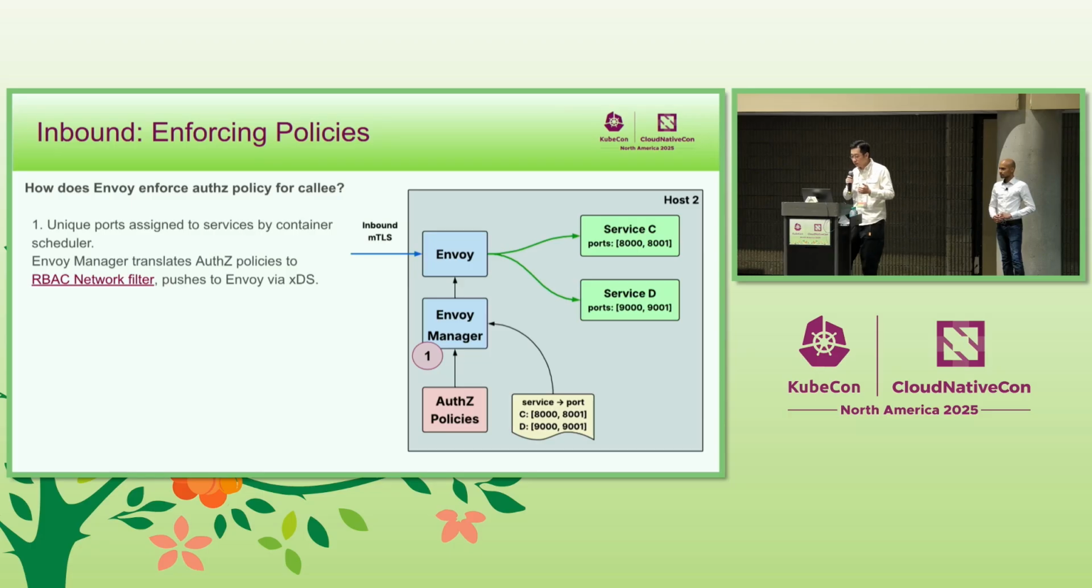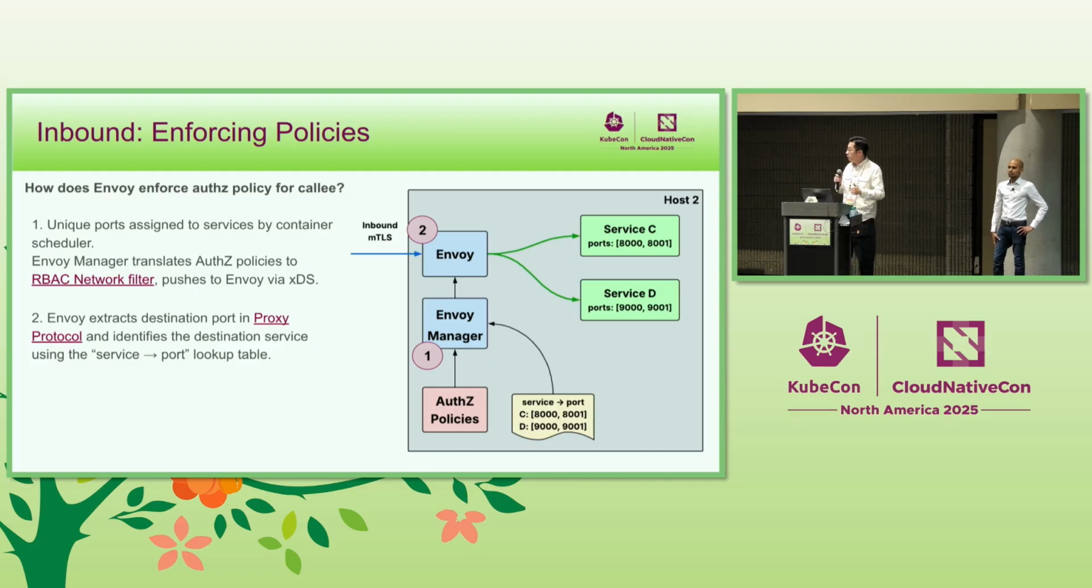To solve this, we also rely on some of the unique facts at Uber that when we start the service on the host, we always pre-allocate the ports used by that service container. And that information is passed as part of the container spec so that Envoy manager can read it in addition to the auth policies and push those things to Envoy. By the way, we use the Envoy RBAC filter to enforce the authorization policy.